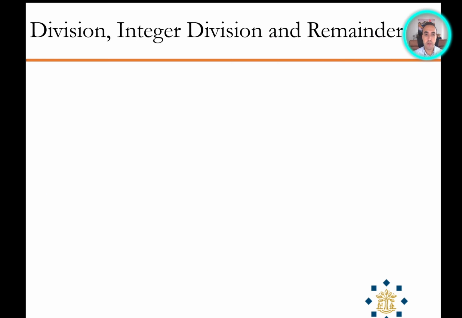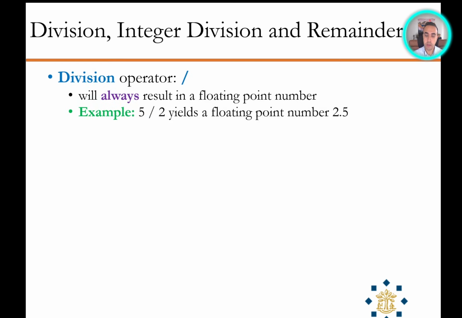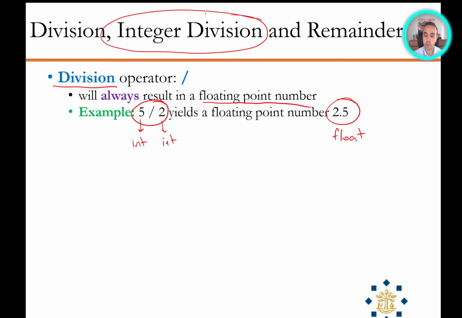And we have 3 different division functions. One is the simple division operator. It always results in a floating point number. For instance, 5 division 2 is going to be 2.5. Although this one is integer, and this is also integer, the result is float. But I'm talking about the division operator. We also have an integer division operator that's going to be something else. So we won't have float there, okay?